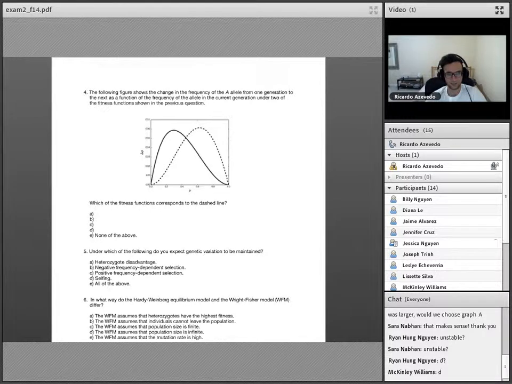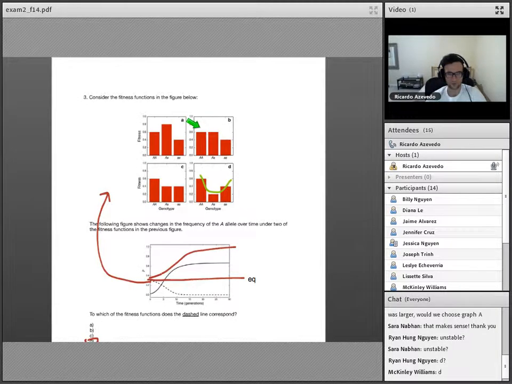P changes as the, what is the word I'm looking for? So the change in P at the beginning is pretty high, and then it becomes slightly slower. So which one in the previous figure corresponds to the dashed line here? Just remember this part. Now we're going to go back to here. So which of A, B, C, or D shows that pattern?